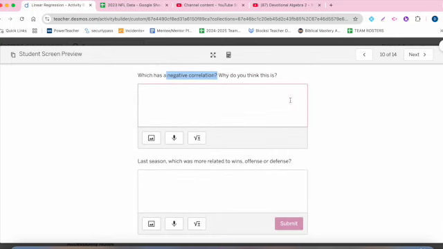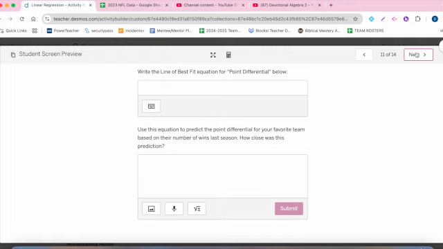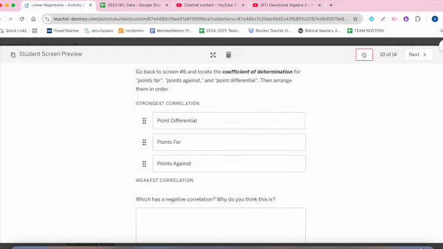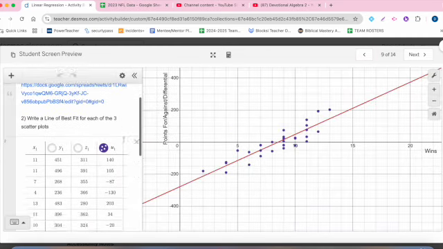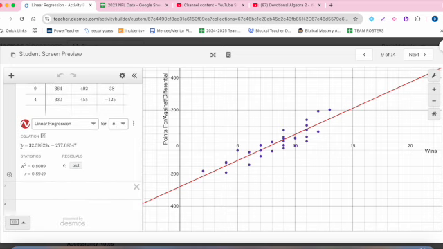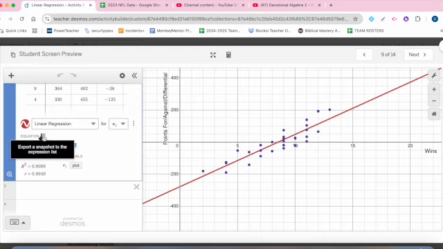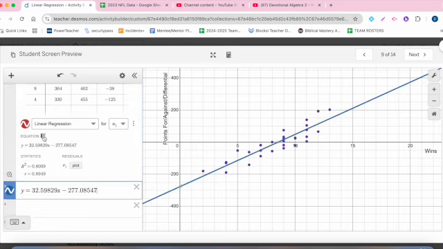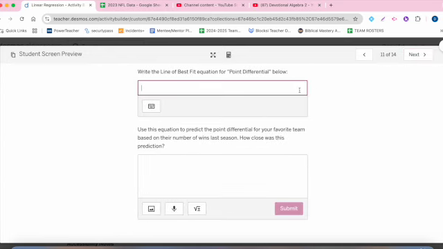All right, let's look at one more thing here. It says write the line of best fit equation for point differential. So let's just get that equation and take a look at it for a second here. So here's my linear regression, my line of best fit for point differential. I can actually copy this very easily just by simply clicking this button right here. Export a snapshot. And here is my line of best fit for point differential. So I'm just going to copy that. I'm going to paste that right here. There's my line of best fit for point differential.